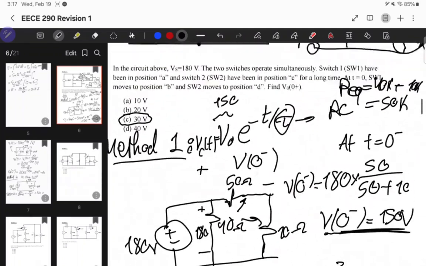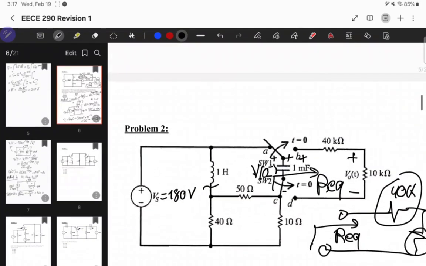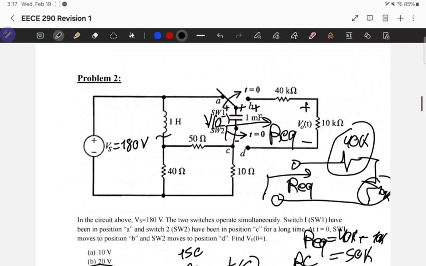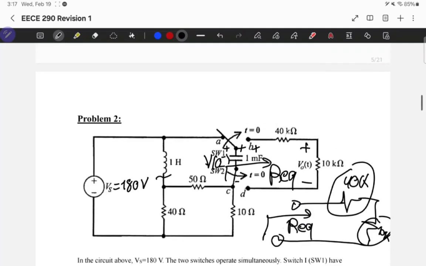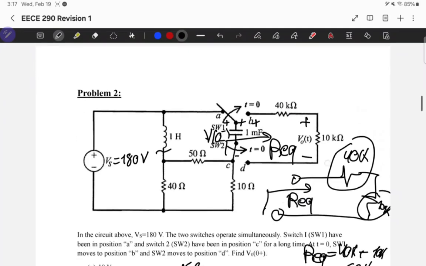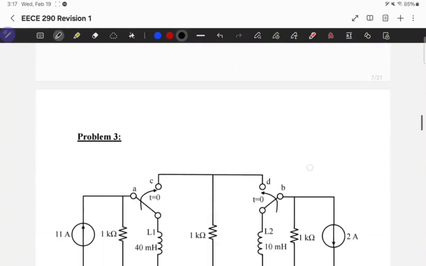I prefer method 2 because it's more direct. I don't have to get the entire expression of my voltage at the capacitor. I can directly just substitute the capacitor for a voltage source and get V0 at 0 plus directly.